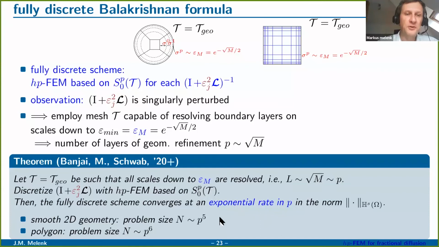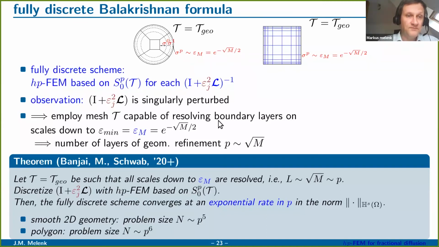If we do the two things, the first thing is that for the discretization of the geometry T, so of the omega, we use a geometric mesh with L layers of refinement, where the number of layers of refinement is proportional to P and proportional to square root of M, because e to the minus square root of M over 2 is the smallest length scale that is induced by the quadrature.